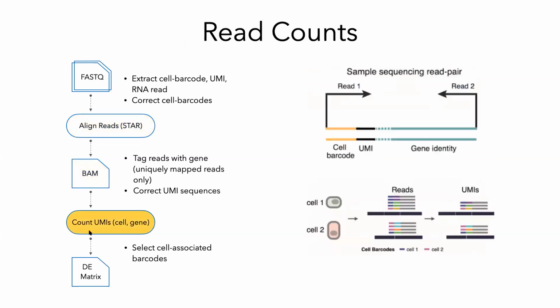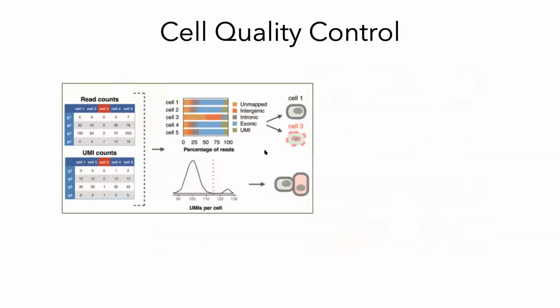You can see that this specific step of counting UMIs is kind of the alternative of quantification of mRNAs. So you're looking at the barcodes and not the coverage as we did previously.